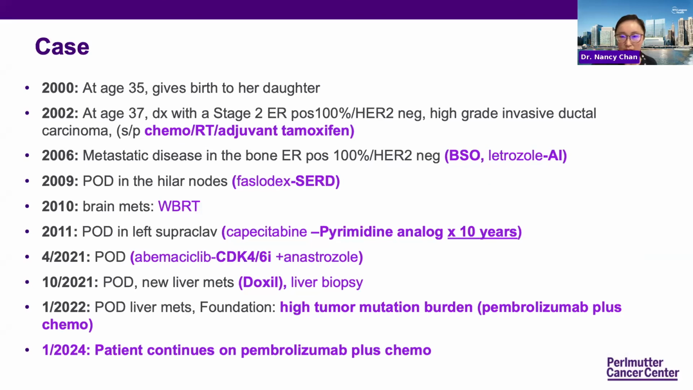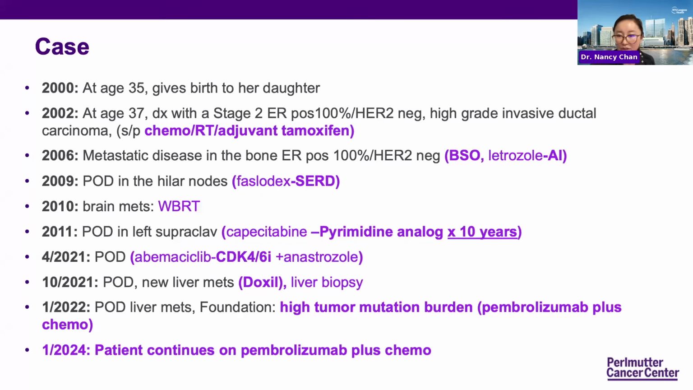And so in describing clinical trials, how does it benefit a patient? So I want to talk actually about a patient of mine who in 2000 at age 25 gave birth to her daughter. 2 years later, she was diagnosed with a stage 2 ER-positive breast cancer. It was a high-grade invasive ductal carcinoma, so she received chemotherapy and adjuvant endocrine therapy with tamoxifen. But she developed metastatic disease 4 years later. So at this point, her daughter was only 4 years old.